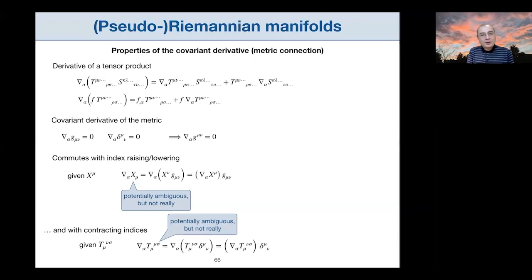Apart from that, it also commutes with contracting indices. So if you take the covariant derivative of a tensor with two indices contracting each other, let's say the first and the second here, this could either mean that we take the contraction and then take the covariant derivative of this expression, or that we take the covariant derivative of the tensor before performing the contraction and later contract. But again, thanks to the property over here, it doesn't really matter in which order we do it. So this thing here is not ambiguous.